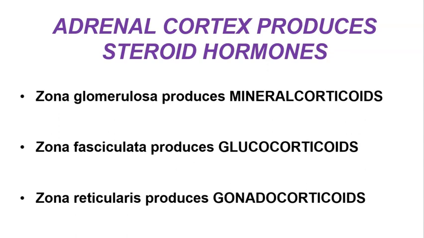And finally, the deep zona reticularis secretes a group of hormones called the gonadocorticoids. The main hormone secreted is a weak androgen, that is, it's a male sex hormone, and it is converted to testosterone at the target tissues. However, we will also see that some estrogens are secreted as well. We'll begin with the mineralocorticoids.